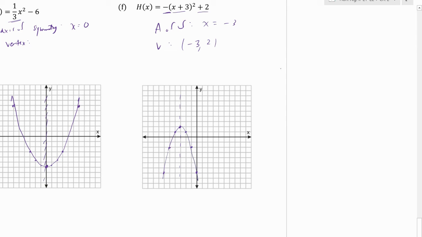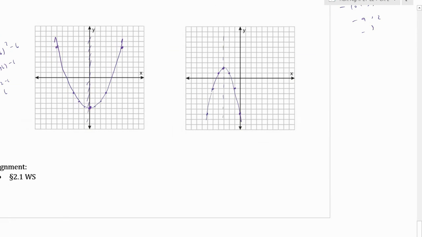Oop, I went over too far. And then I'm showing it going through 0, -7. So let's just check. -9 plus 2 is -7. Yep, I feel real good about it. All right, that's it.